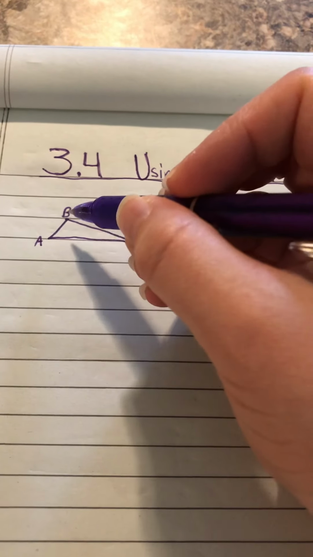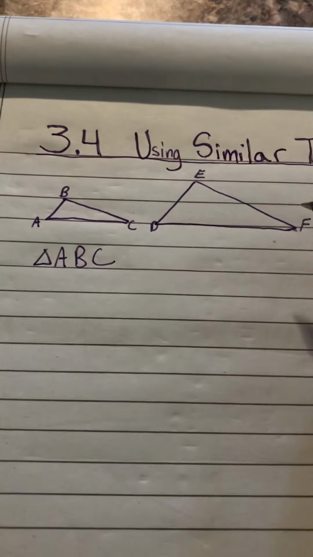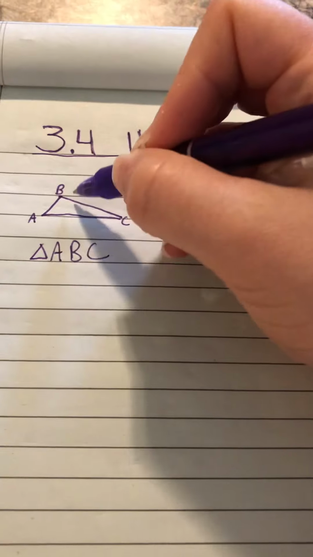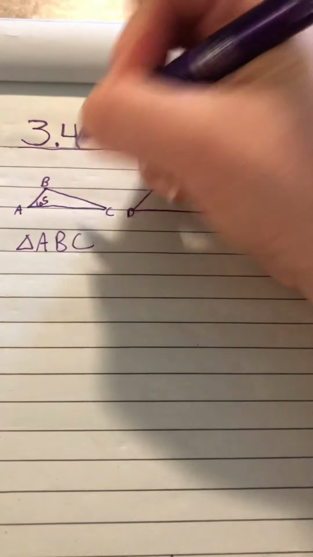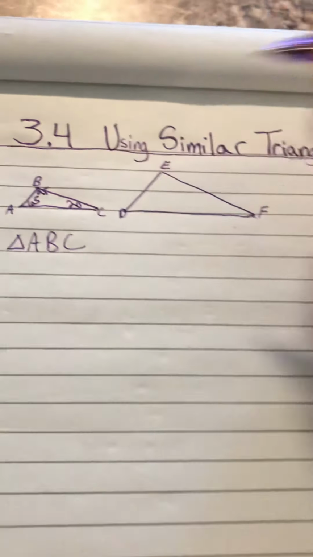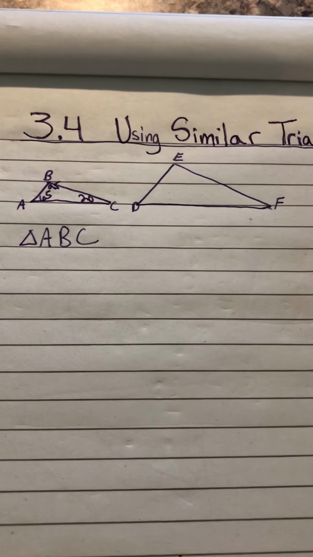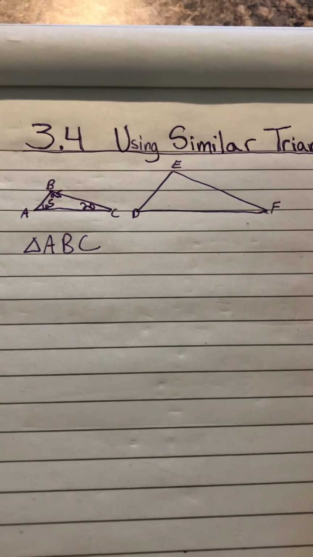So if we look at triangle ABC, and here's how we would write that, triangle ABC. I need to put some angles in so that we know what these angles are. Angle A is going to be 65 degrees. Angle B is 95 degrees. And angle C is 20 degrees. Okay, so there's the degrees for triangle ABC.